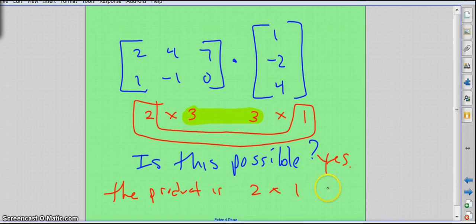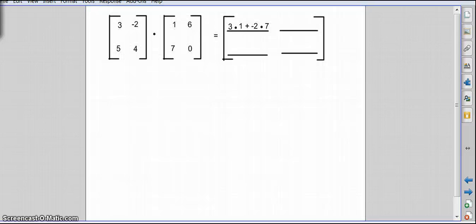So when we're done, our matrix will look like 2 by 1, and there will be a number here, and there will be a number there. 2 rows, 1 column. All right, let's do some multiplying now.